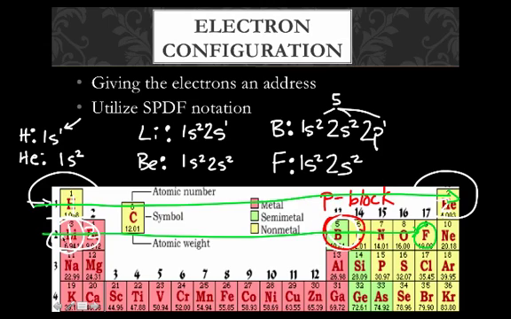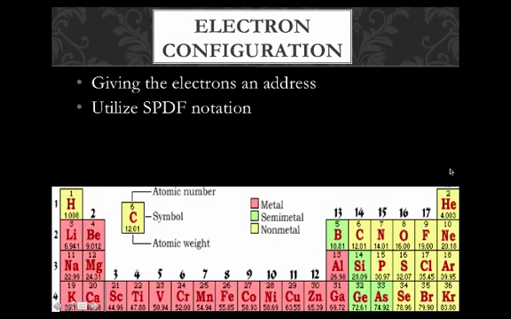What comes after the S? Then comes the P. So we're in row 2. In the P block, how many spaces? 1, 2, 3, 4, 5. So 2p5 to fill in fluorine. That's how we do electron configuration. Of course, it gets harder when we get more electrons to locate, but we're still going to go top to bottom, left to right. So now let's do sulfur.